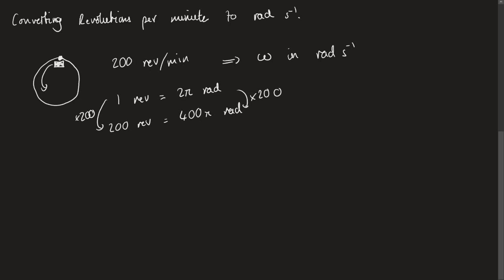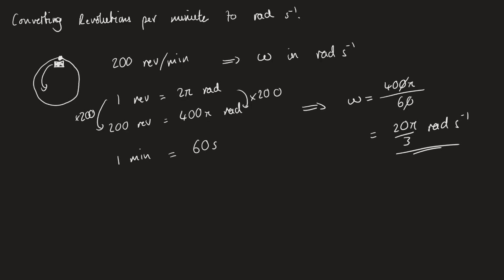And then the time that it's taken, we're starting with 1 minute. We obviously want that in seconds. That's the same as 60 seconds. Therefore, we can write that the angular frequency is 400 pi radians per 60 seconds. Now we can simplify that to 40 pi over 6, and we could even simplify that to 20 pi over 3 radians per second.